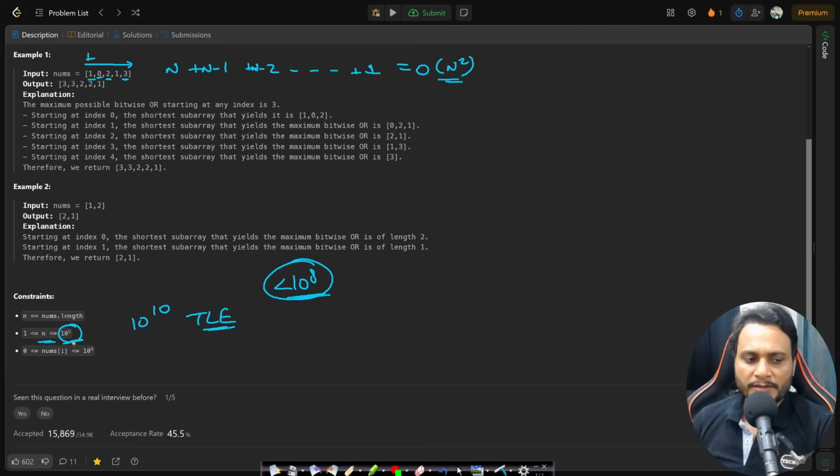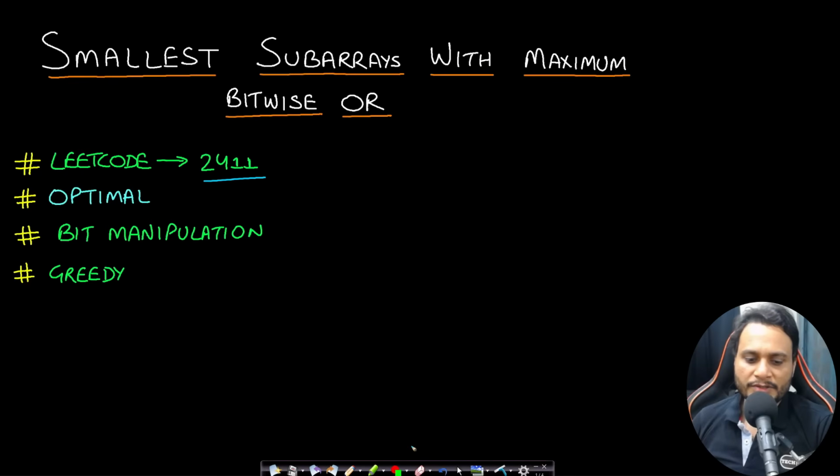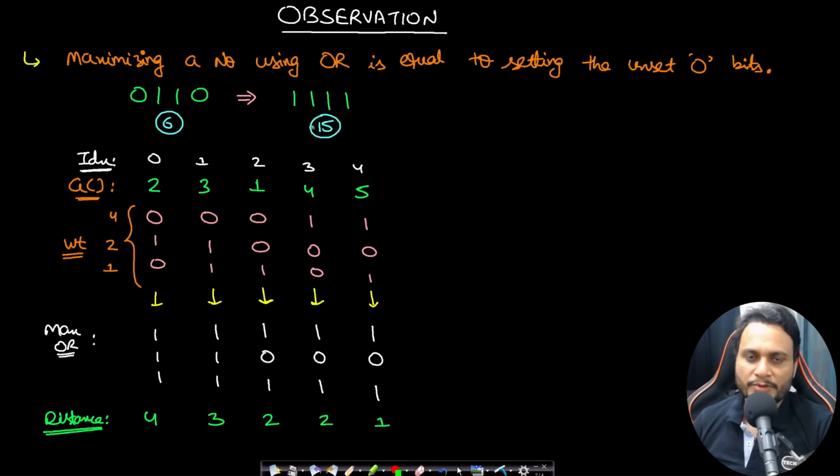So we need to do something better than 10 to the power 8 computations. Looking at the constraint, you can make out that order of n is what I want, or maybe n log n, but I should not get a complexity more than n log n, right? All the values are less than or equal to 10 to the power of 9, so you can say that it fits inside a 32-bit integer. So I hope all the constraints are clear. Let's now look at some observations.